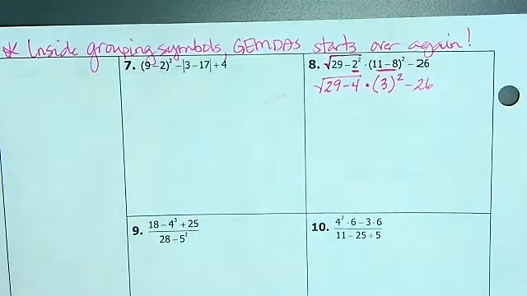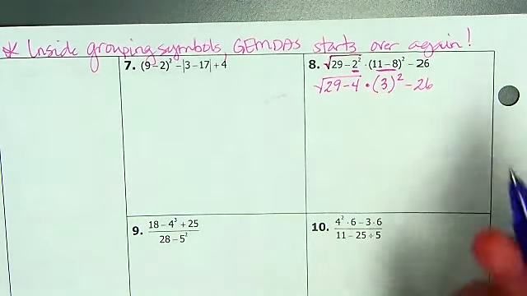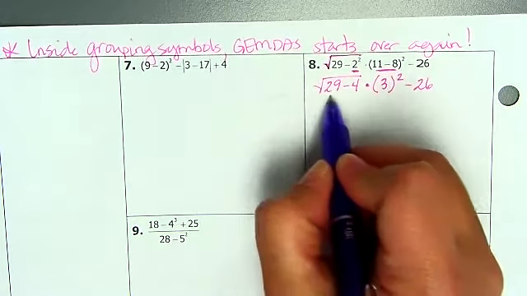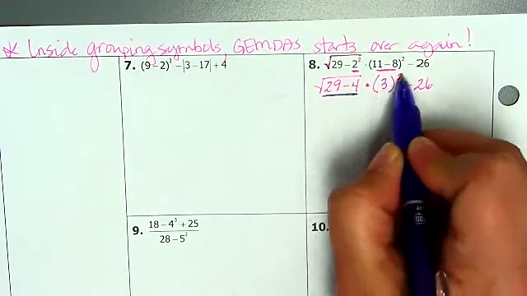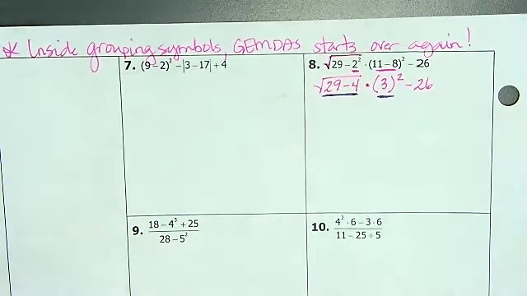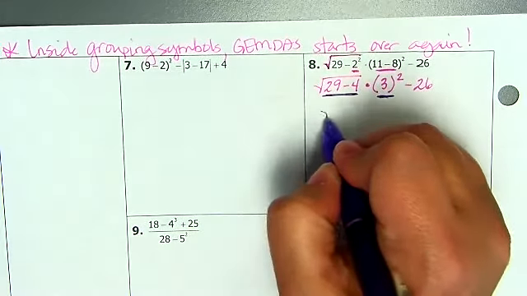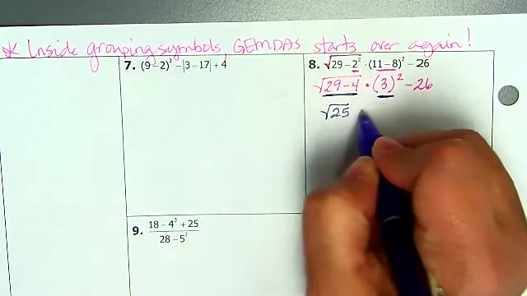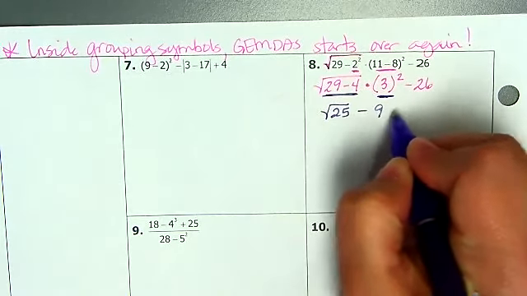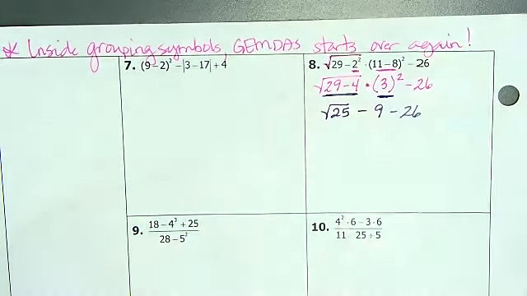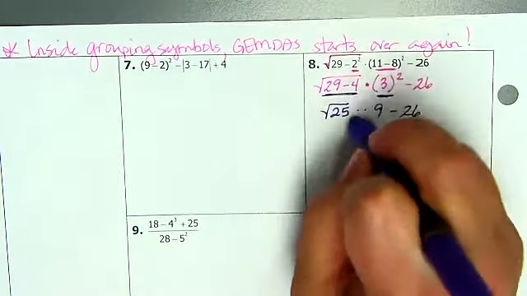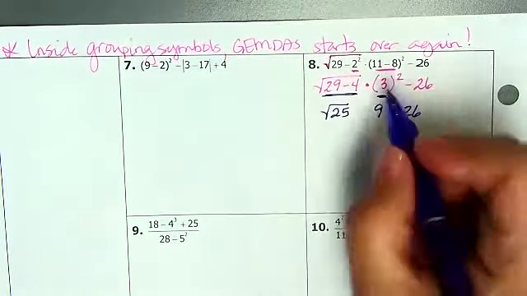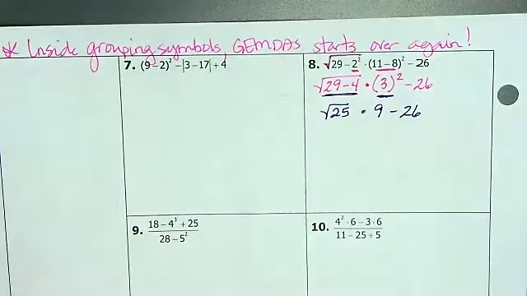Now I'm looking for my next step in order of operations. Okay, so I've got a grouping symbol, the square root symbol, so I have what's underneath this grouping symbol. I also have an exponent, which is the 3 squared, so I can do both of those at the same time. So now I have the square root of 25 minus 9 minus 26. Oh, that's not minus, that's multiplication. This is where you got to be careful so you don't make that mistake just like I did.